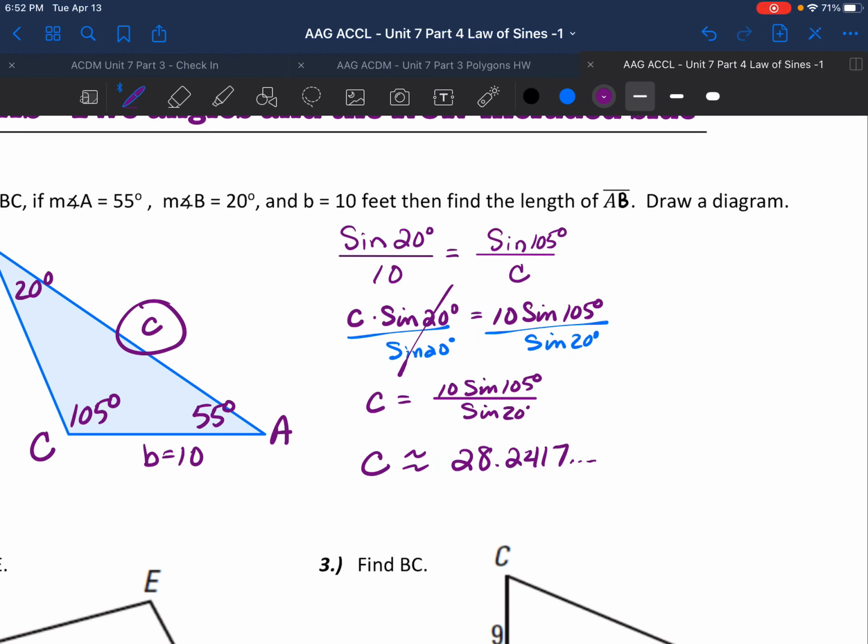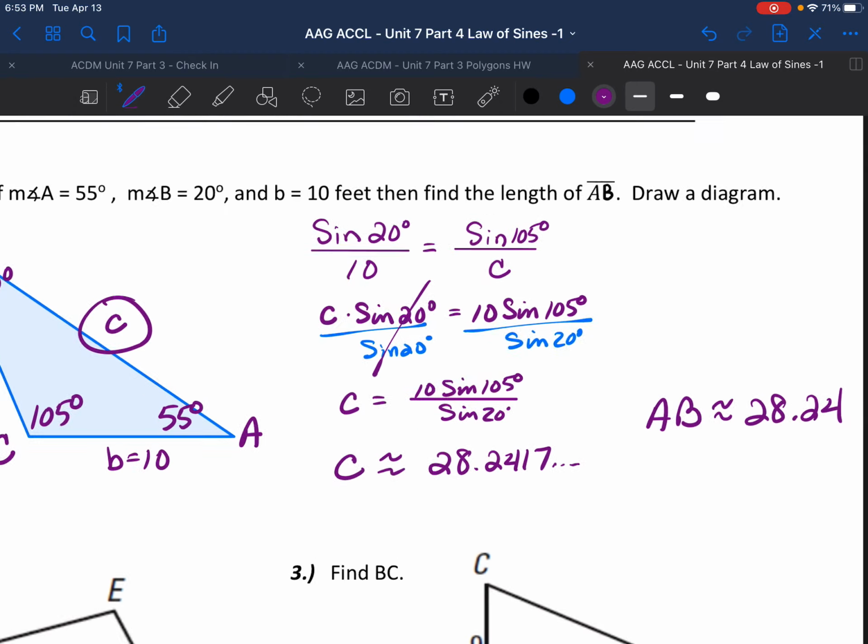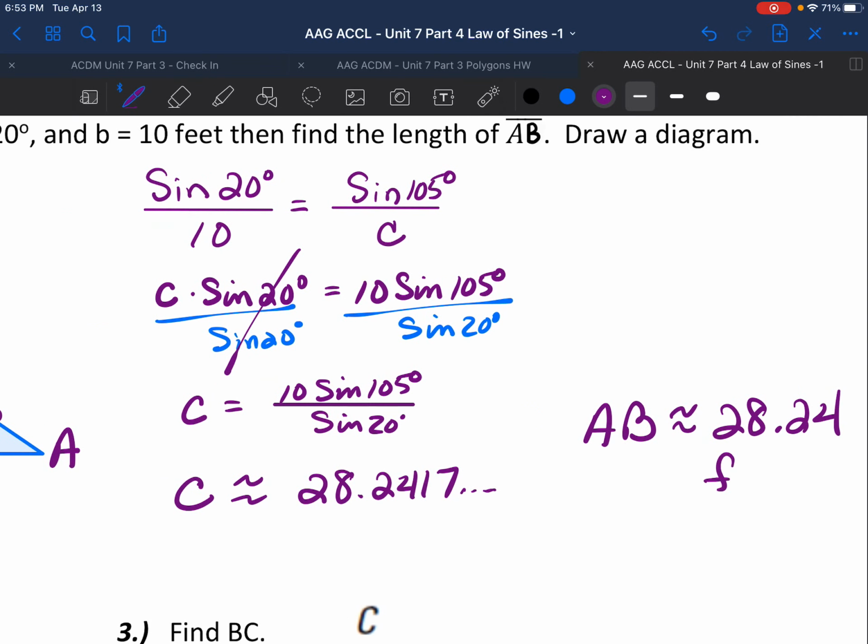Now, I just want to finish with this extra little step here. I'm going to finish by writing my final answer. I'm going to say that AB, right, because that's what they wanted from me, AB is approximately 28.24, and did we have a label? Yes, we did. That was feet, right? So my final answer is going to be 28.24 feet.